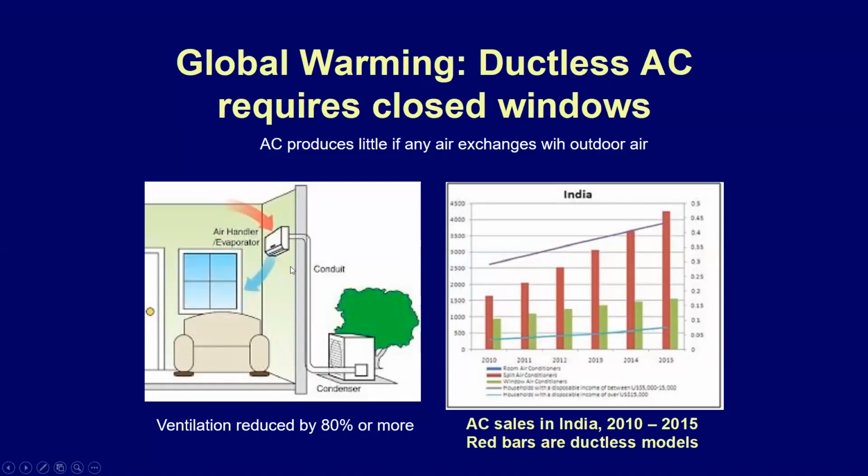And most of them are the split system air conditioners where there's a wall unit, but no outside air is brought in. Here's the sales of air conditioning in India from 2010 to 2015, and it's only continued at a more rapid pace. And the red ones are the split system air conditioners, the most popular kind of highly efficient air conditioning. But to be efficient, the windows have to be closed, and that immediately results in what I would estimate to be a 4 or 5 times increase in the probability of transmission.